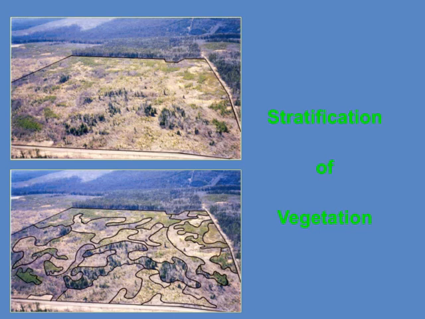Let's take a closer look at the stratification of vegetation. When we talk about stratification, we're referring to the different layers or levels of plant life within an ecosystem. This layering is crucial because it affects how species interact, access resources, and coexist. Typically, you'll find several distinct layers, starting from the ground level with grasses and herbs, then moving up to shrubs, and finally the canopy formed by taller trees.